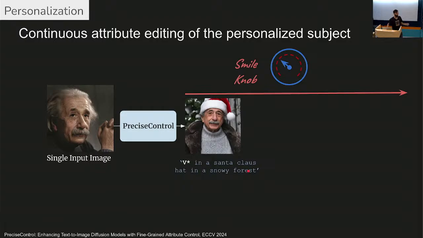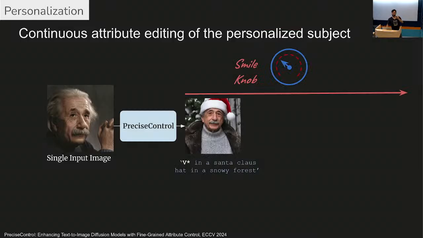Now I want to increase the smile of the person, keeping everything else fixed. One way is you can just put it in text, like V star smiling, V star more smiling and so on. But it will change the background because it is generating from scratch, from complete noise. We want something like this, localized control.